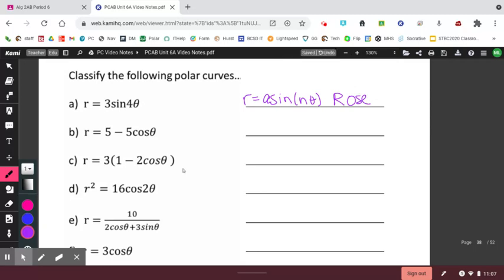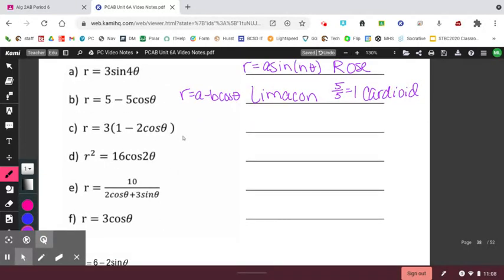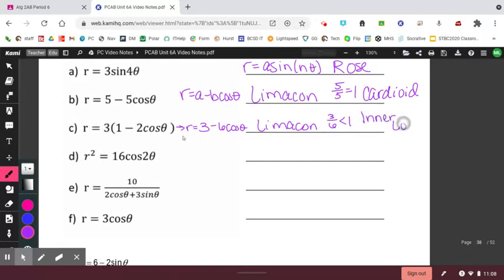When you have the addition or subtraction, you know we're dealing with a limaçon. Right, so it's r equals a minus b cosine theta, and since 5 over 5 equals 1, it's a cardioid. All right, next one, if we distributed, it'd be 3 minus 6 cosine theta. So again, we're looking at a limaçon. A over b is less than 1, so now we'll have an inner loop. If you've got the r squared, you're dealing with a lemniscate. Remember, lemniscates come in r squared equals a squared cosine or sine 2 theta.